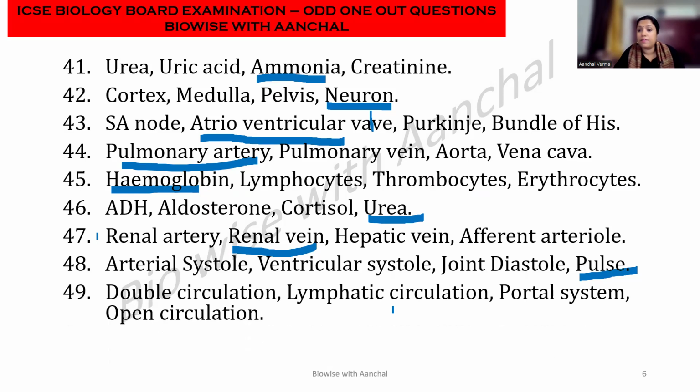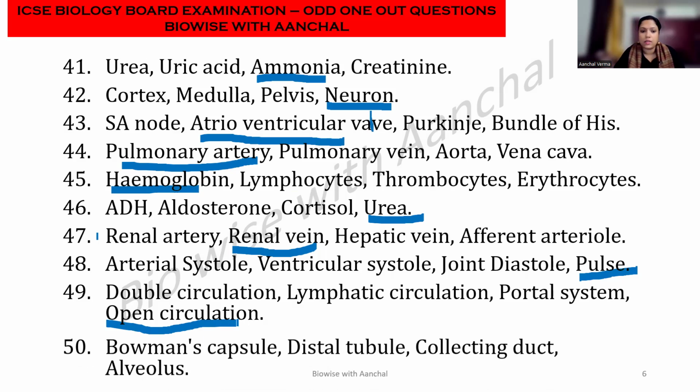Double circulation, lymphatic circulation, portal system, and open circulation. Now here, what will you think? Circulation is in three, portal system is separate. But here, all these three circulations happen in humans. But open circulation is not the circulation that happens in human beings. Open circulation happens in insects. So the rest are all parts of the closed circulatory system is the right answer.